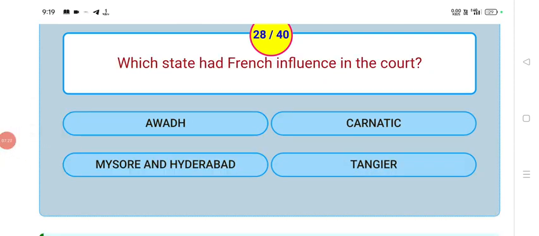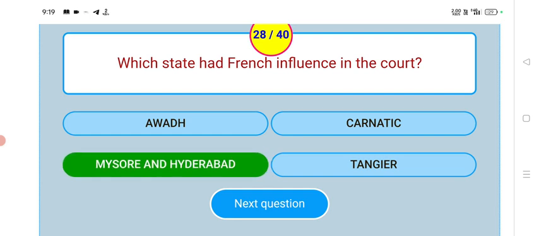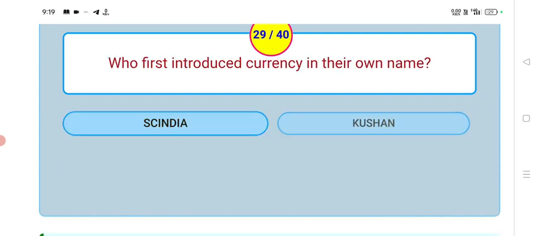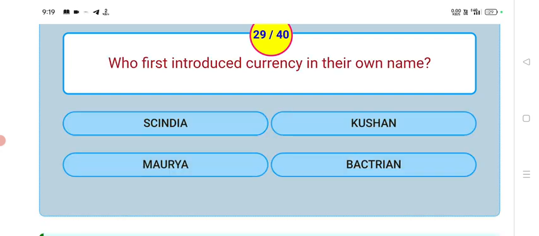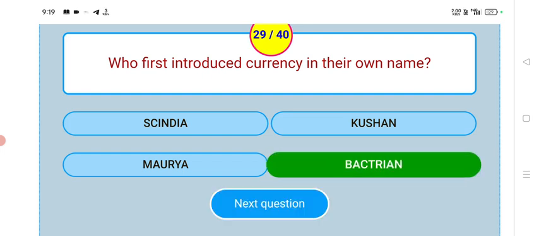Next, which state had French influence in the court? Answer, Mysore and Hyderabad. Next, who first introduced currency in their own name? Answer, Bactrian. Bactrian first introduced currency in their own name.